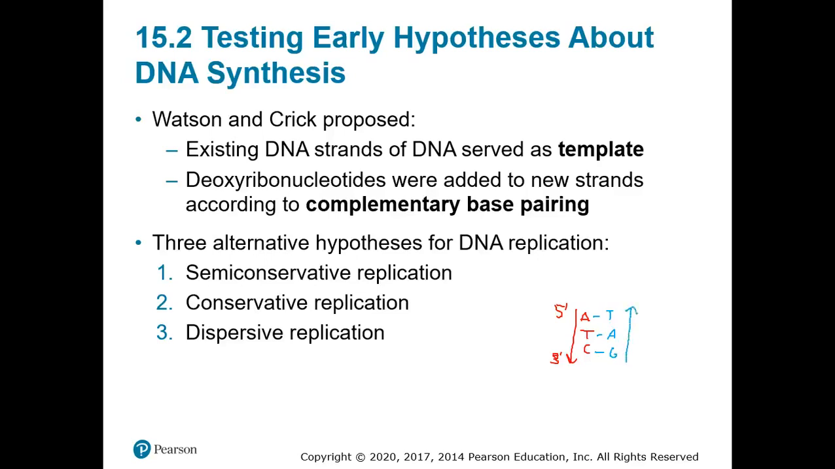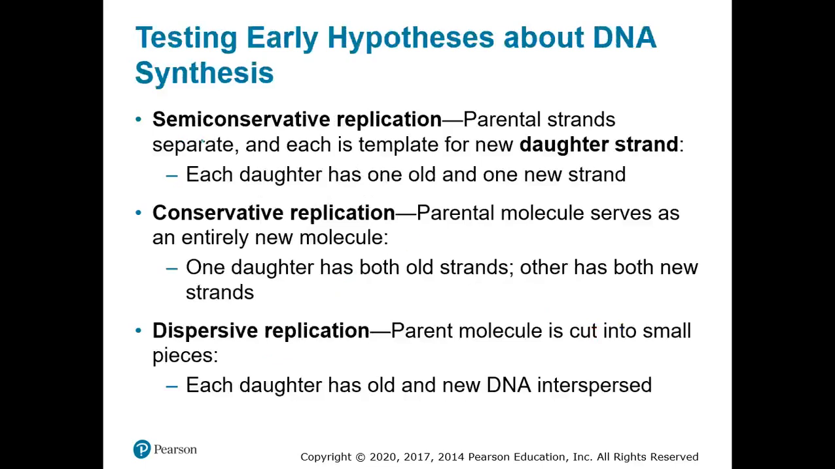And remember, they're running anti-parallel, so our new strand is going to run like this. Okay, so we're using what we already have to make our new DNA. However, there were three hypotheses for how this takes place: semi-conservative, conservative, and dispersive. So if we're talking semi-conservative, this is where our parental strands separate, and each of these strands is used as a template to create our daughter strand. What we're going to see with this is that each daughter has one new and one old.